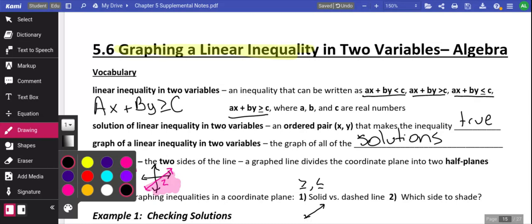Okay, a dashed line would mean that you have just greater than or just less than. Okay, so a dashed line looks like that, like a dashed line. So that's the first thing we have to decide.